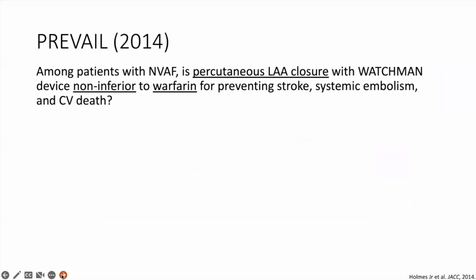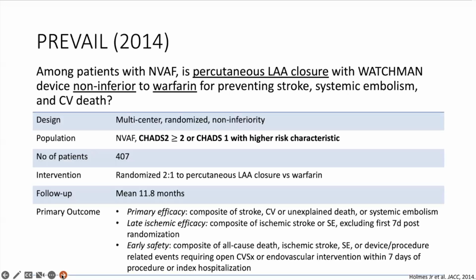And so the same authors did the PREVAIL trial, published in 2014, pretty much asking the same question. They were just asking for more data at this point. The one main change was that this time they focused on patients with CHADS score greater than or equal to 2, or CHADS 1 with some other higher risk characteristic. So making sure that these patients were actually at risk of stroke. If we're going to expose these people to a procedural risk, they should actually have a strong indication for it. And this probably aligns more with our current practice of who we're considering to put these devices in.